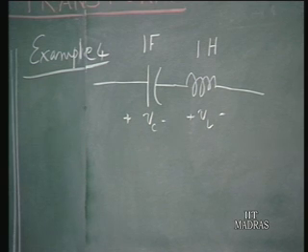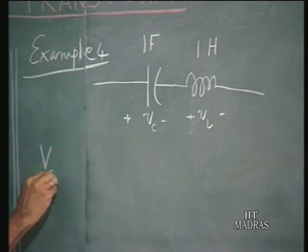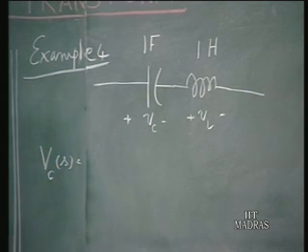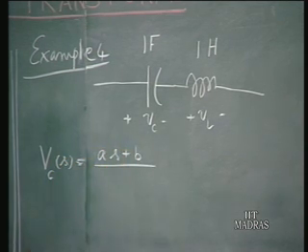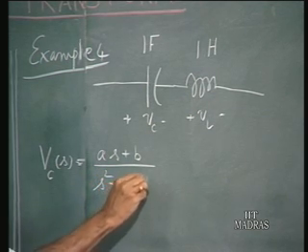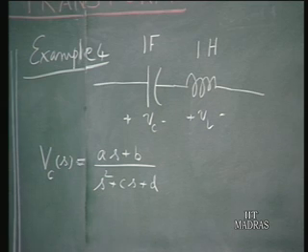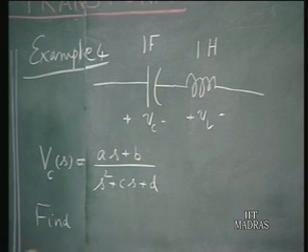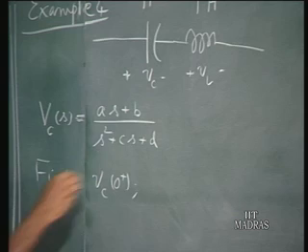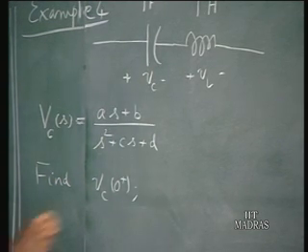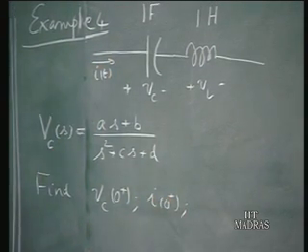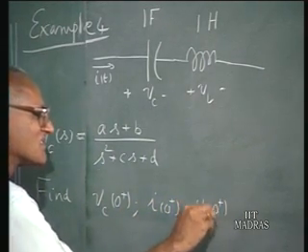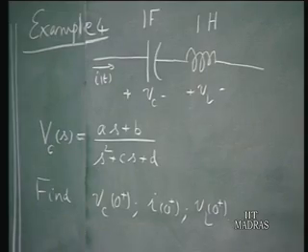In some circuit analysis, we have obtained Vc(s), the Laplace transform of Vc of t, the voltage across the capacitor, as (As plus B) over (s squared plus Cs plus D). Through some analysis, we have obtained this. Using this information, we are asked to find Vc(0 plus), the voltage of the capacitor immediately after 0, the current i(t) in the circuit at 0 plus, and the voltage across the inductance at 0 plus. These are the three quantities that are required to be found.